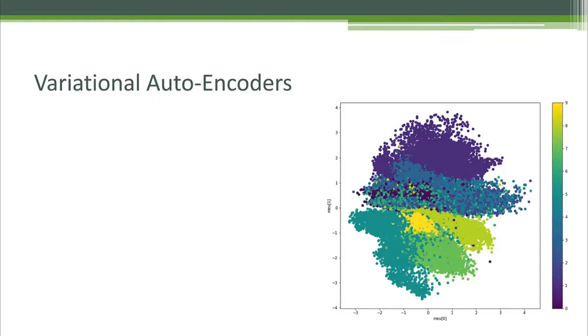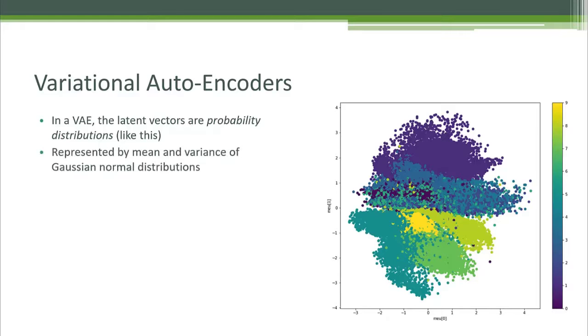So let's talk specifically about variational autoencoders. What do we mean by that? In a variational autoencoder, those latent vectors are probability distributions. And this is a way that we might graph those probability distributions for a given set of categories or what have you. So we represent those probability distributions by the mean and variance of Gaussian normal distributions. So a variational autoencoder is specifically using Gaussian normal distributions and the properties of those distributions as its latent vectors that it learns over time.